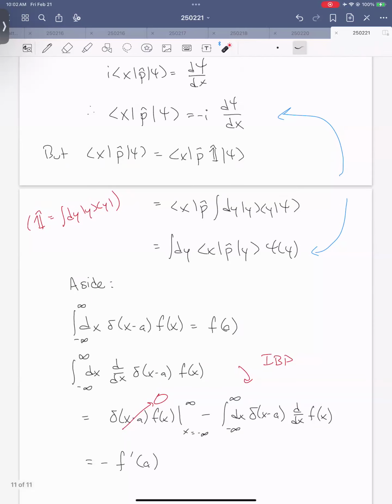Coming back to what we had before, we derived that this overlap of x p hat psi is minus i d psi dx. And we have here some integral dy, some object, and then the psi of y. Can you see that this x p hat y, up to factors of minus signs, is the derivative of a Dirac delta function? That will give us the correct answer, that will reproduce the known results.